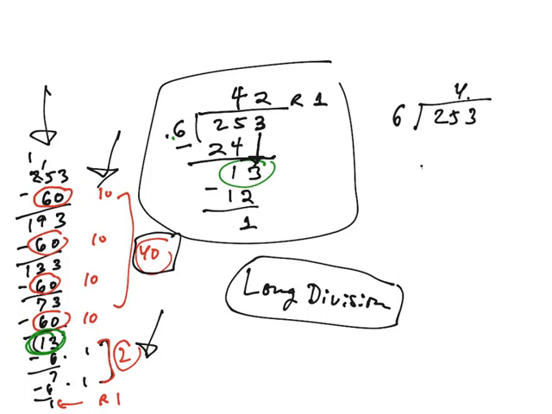Six times 4 is 24, but that's really 6 times 40 is 240. But instead of writing the 0, you subtract and bring down the 3. Well, that bringing down the 3 is because you're not really doing 25 minus 24 and bringing down the 3. You're really doing 253 minus 240. And then the 2 and remainder 1.